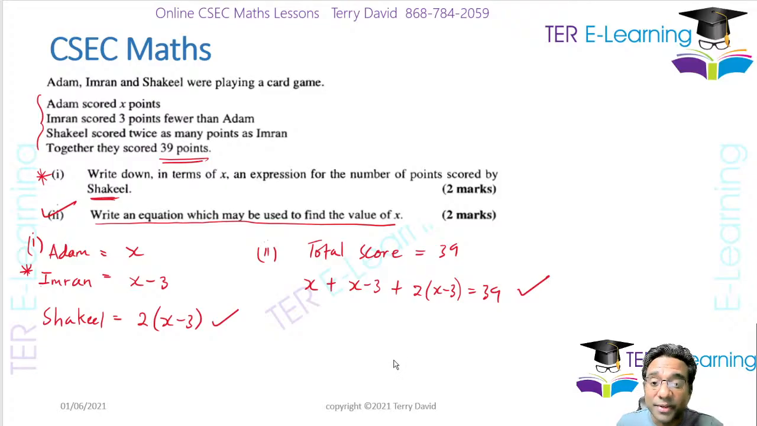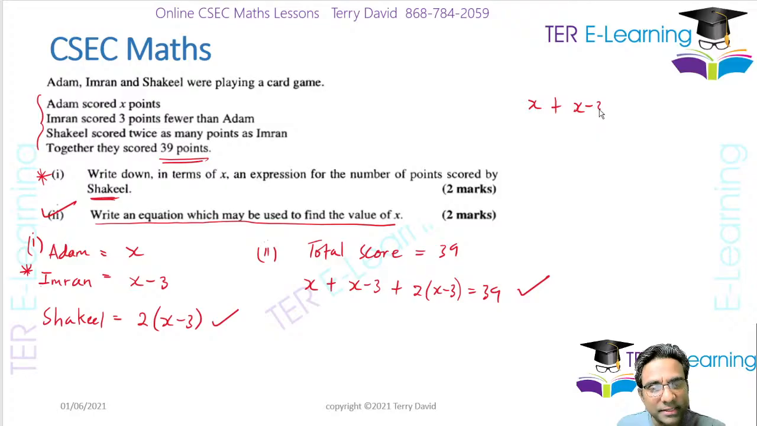I don't have to solve it because they didn't say solve it. They said write an equation which may be used to find the value of x, right? If you solve it in the exam, you're not going to lose marks, but that's not what they asked. They just wanted an equation I can use to solve that. But just for you guys, because you need to be able to solve equations like this, I'm going to solve it for you on the side here. But that's not part of the answer.